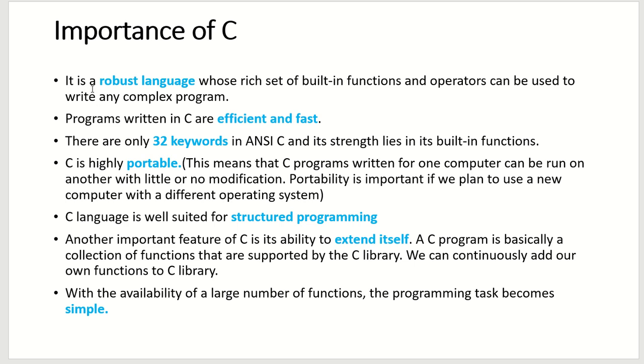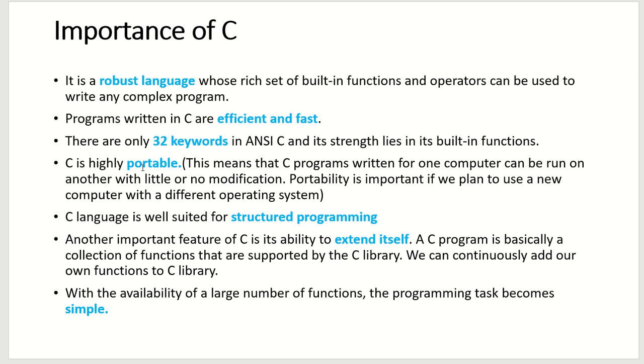First of all, it is a robust language whose rich set of built-in functions and operators can be used to write any complex program. So there are many built-in functions available actually. Programs written in C language are efficient and also very fast. There are only 32 keywords in C programming language, and its strength lies in its built-in functions actually.